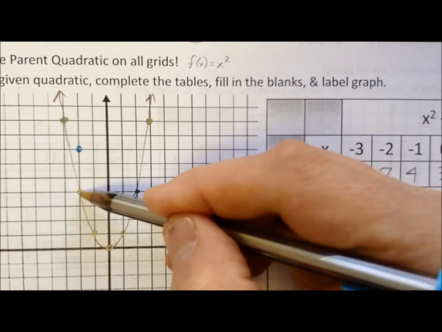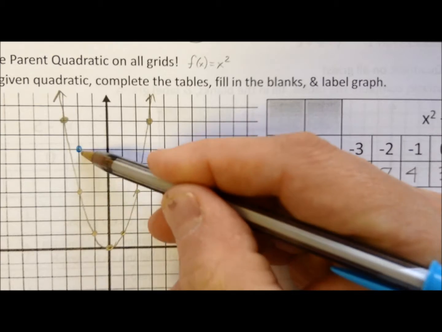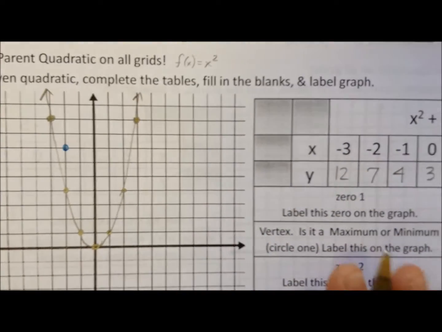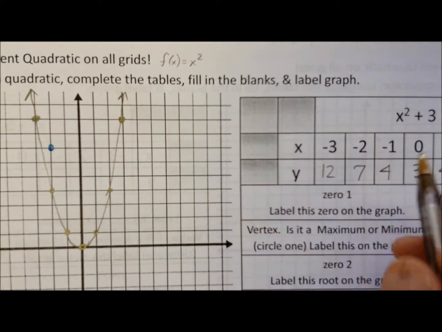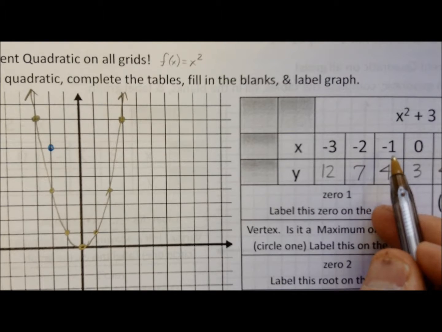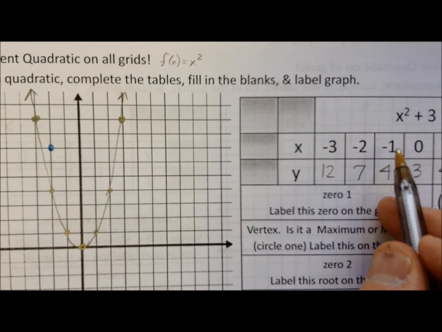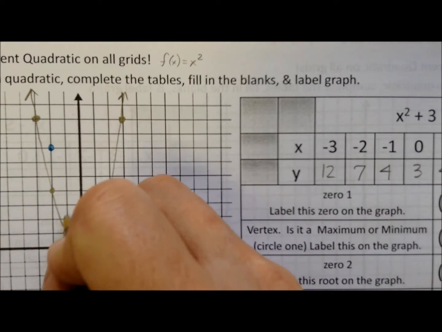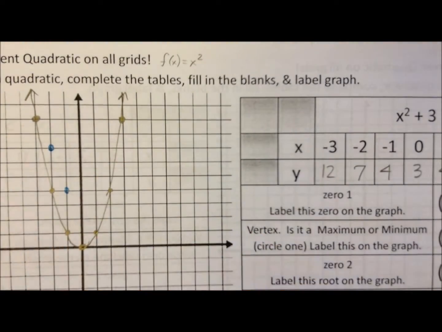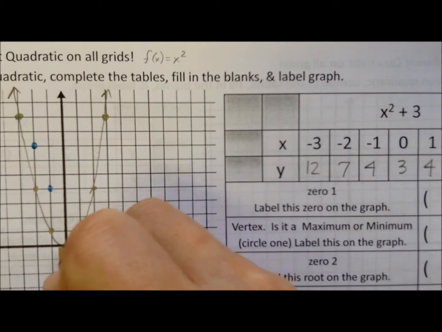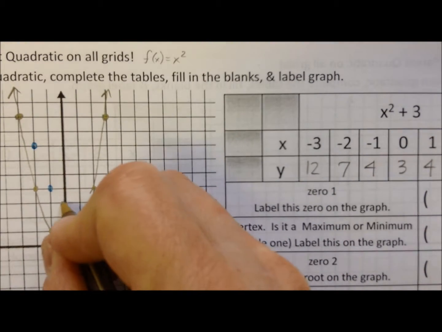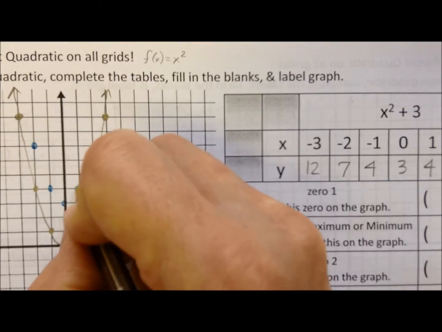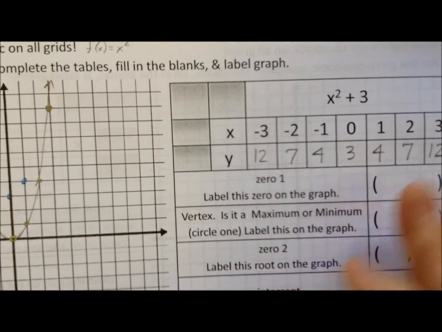Okay? So you see that this input of negative 2 has changed it. It's translated it up, and that's going to be important when we answer some questions later on. So negative 1 now has an output of 4. So negative 1, 1, 2, 3, 4. I've got 0, 3. 0, don't move any right or left, but go up 3. I've got a 1, 4, and I've got a 2, 7.